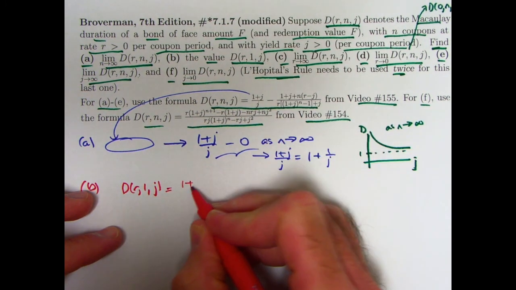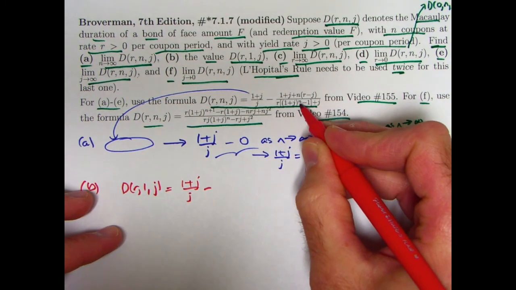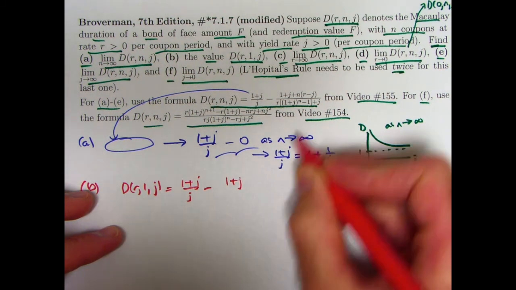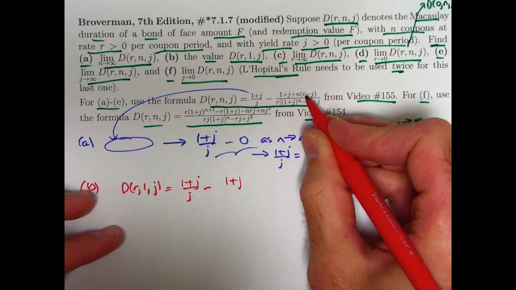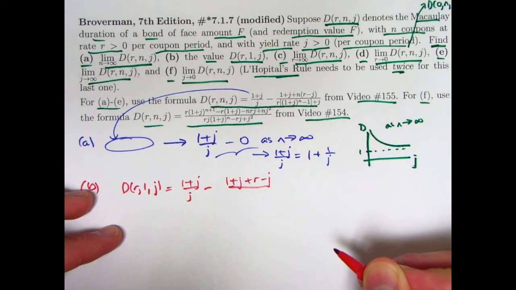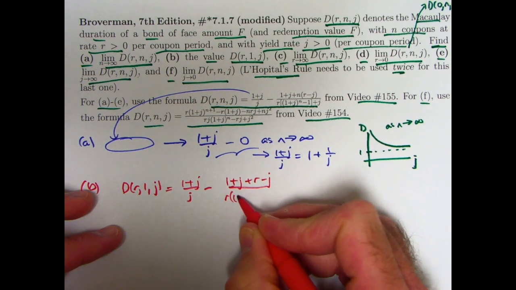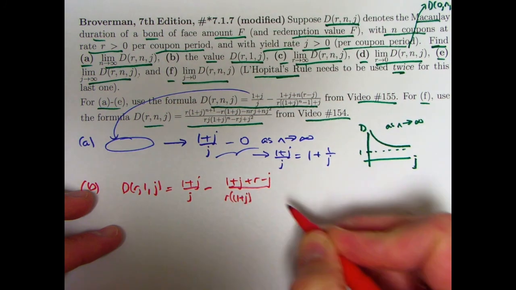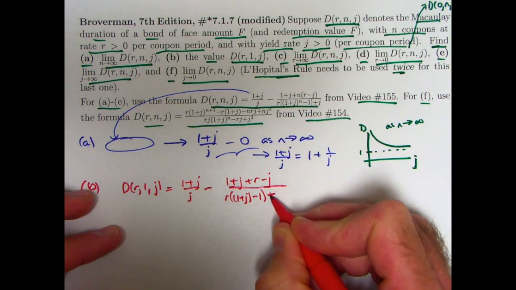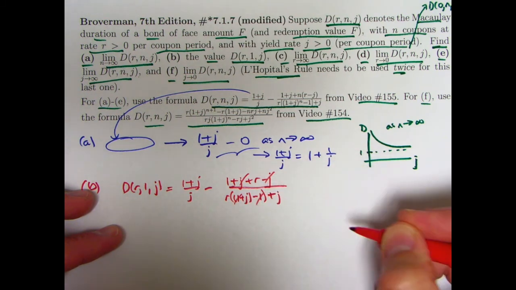Let's go ahead and plug in n equals 1 here and here and see what happens. Plugging in n equals 1 on the top of the fraction gives you a plus r minus j, and you can see those j's will cancel. Plug in n equals 1 down here gives you a 1 plus j to the first, which is just 1 plus j, then minus 1, and those 1's will cancel. So the j's cancel here, the 1's cancel here.